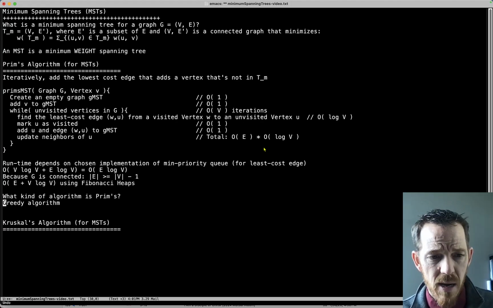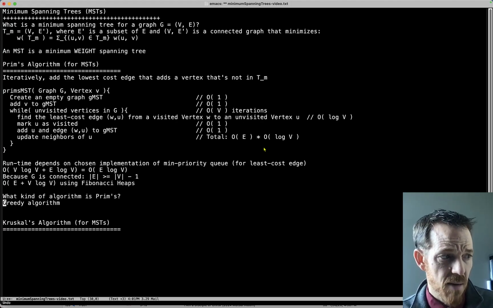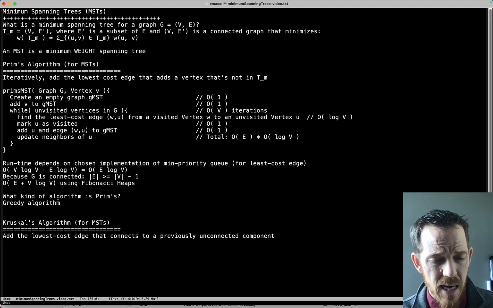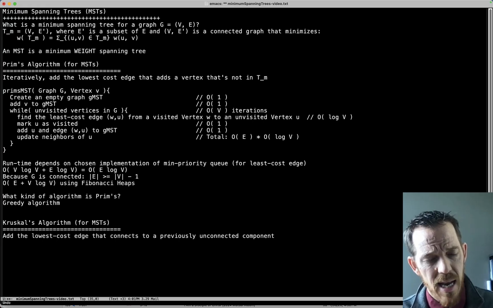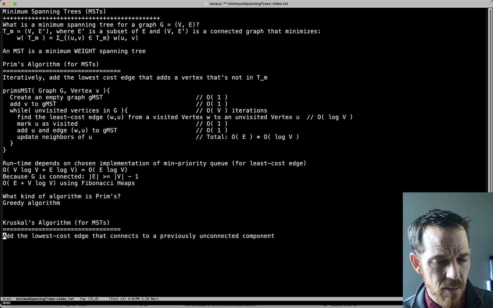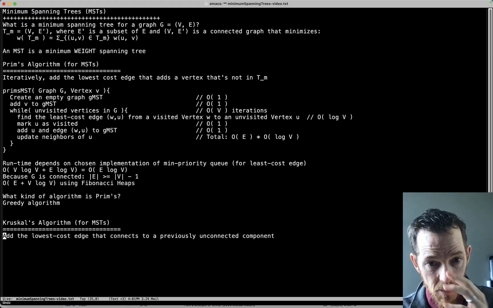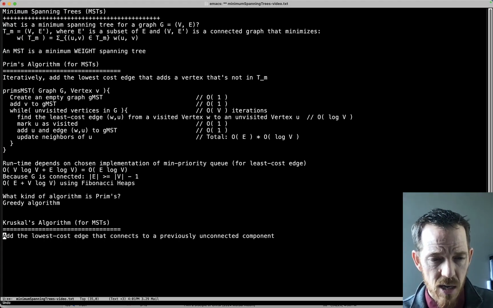Now, let's talk about Kruskal's algorithm. This was published by Kruskal in 1956, actually the year before Prim's was published. And what I want you to remember about this is it adds the lowest cost edge that connects a previously unconnected component. Backing up, Prim's is going to expand the tree one with the lowest cost edge. Kruskal's is going to look at all of the components and add in the one that makes a new connection, but it's the lowest cost.